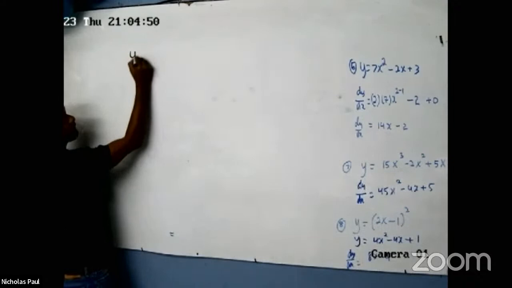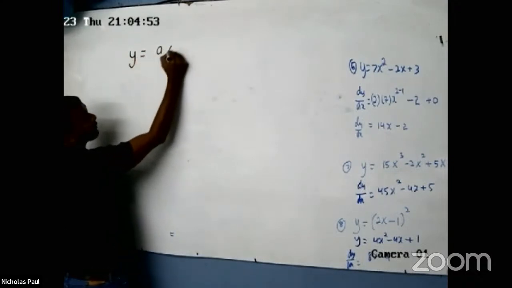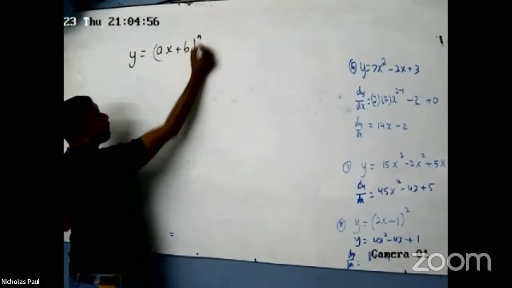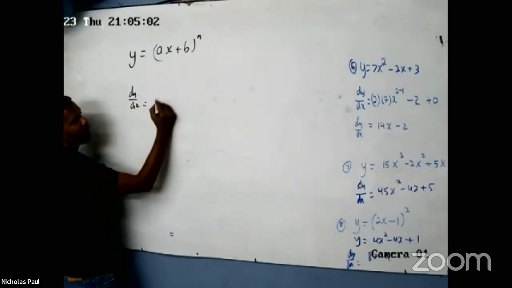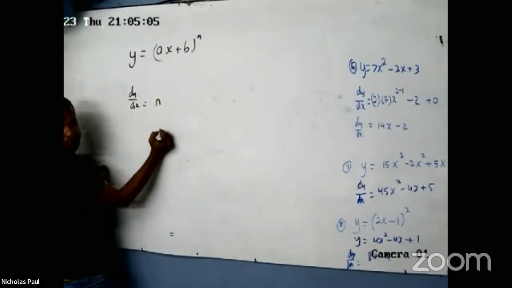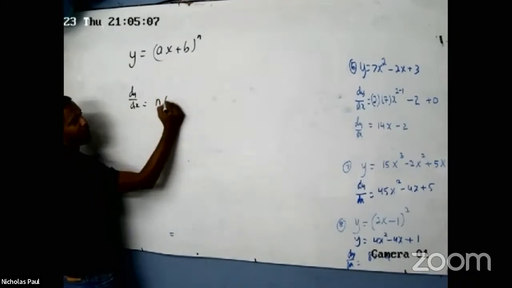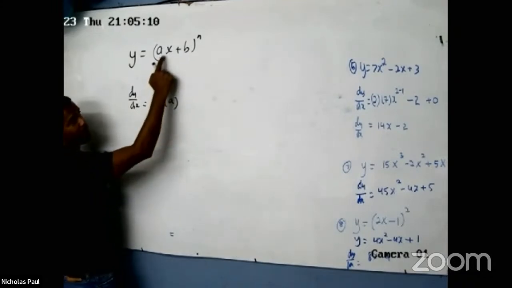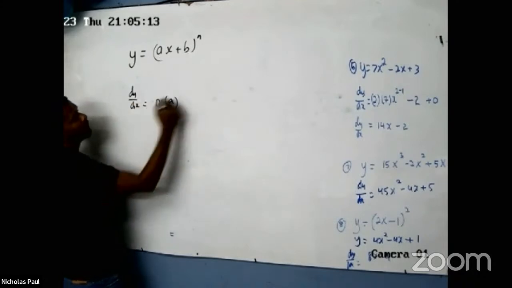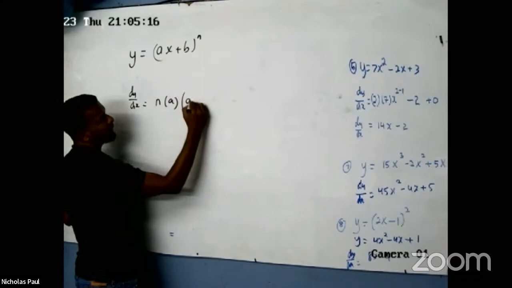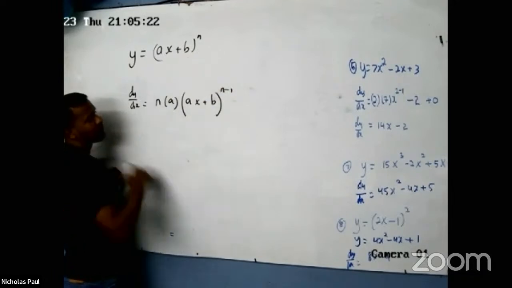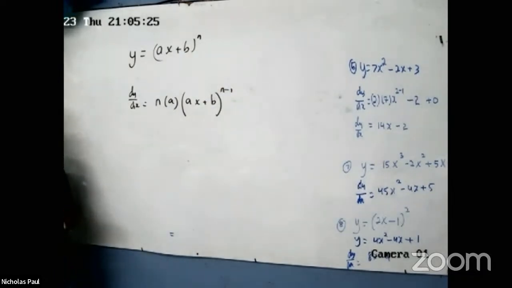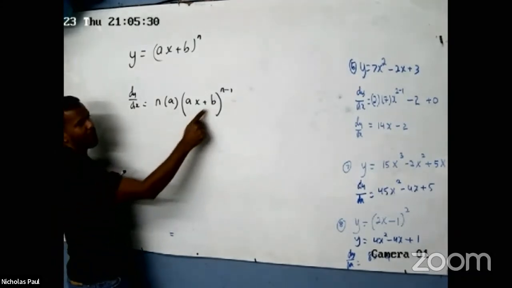So it's a shortcut to differentiate things like this: y is equal to (ax plus b) to the power of n. Very similar to what you do all the time. So the shortcut is this. Bring down the power. Differentiate inside the bracket. The differential of ax is a, the differential of b is 0. Then write back the bracket ax plus b and minus 1 from the power. That's the shortcut. Bring down the power, differentiate inside the bracket, write back the bracket, minus 1 from the power.